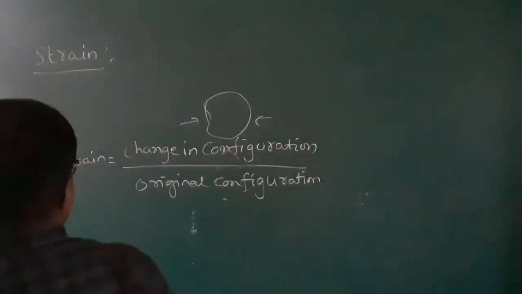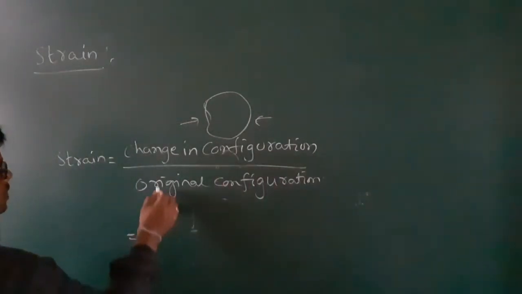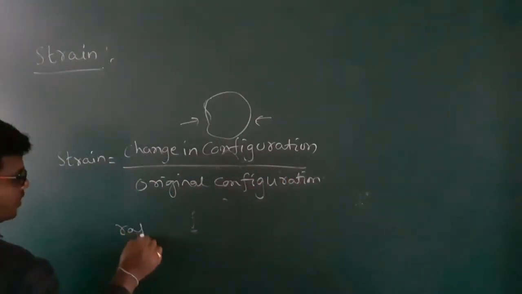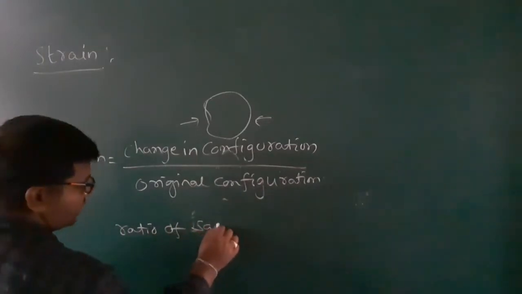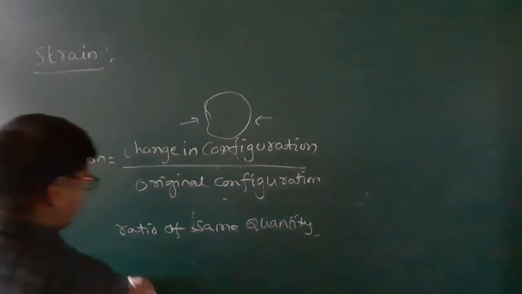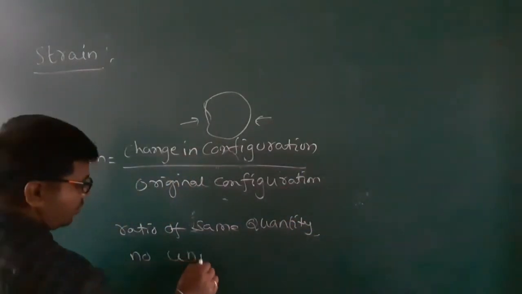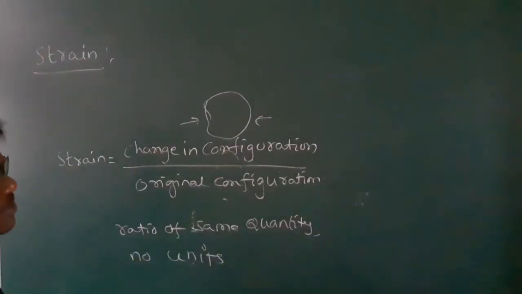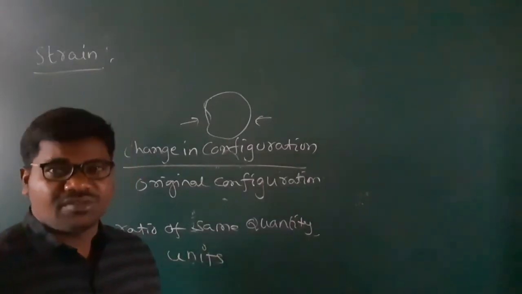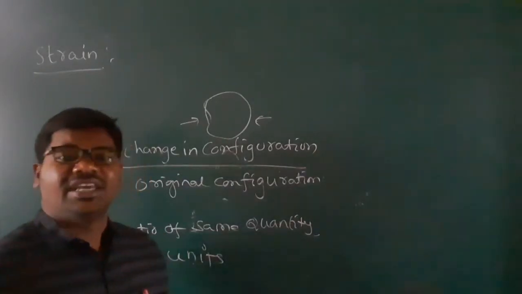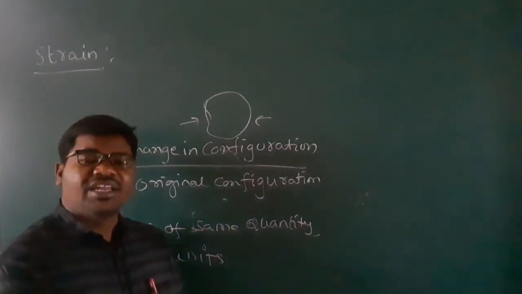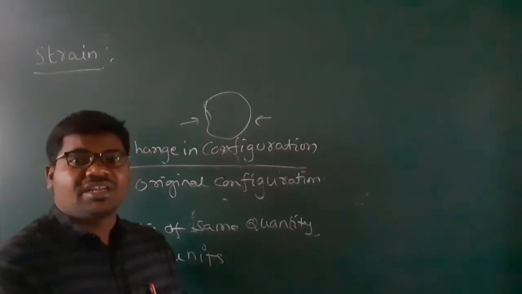Coming to units: here, change in configuration and original configuration, it is a ratio of the same quantity. That's why it has no SI units. Understand, my children? What is strain? Strain means change in volume by original volume, or change in length by original length, or change in shape by original shape. Finally, we can conclude that strain is defined as change in configuration by original configuration.